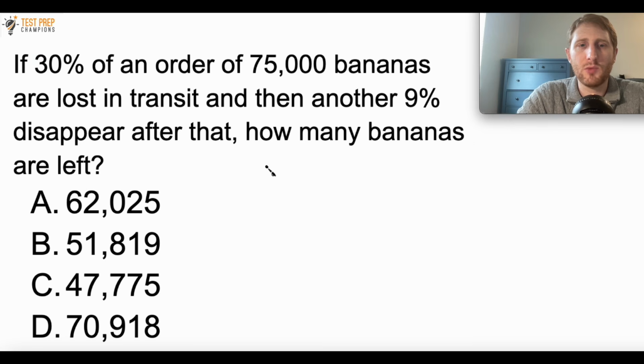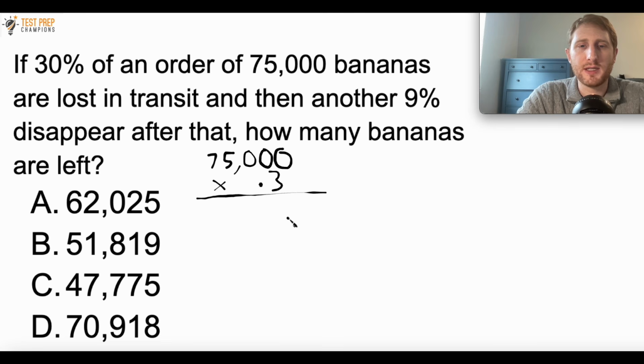Okay, so there are multiple ways to look at this question here, and the way that I'm going to start it is by trying to figure out what is 30% of 75,000. So I'm going to do 75,000 times 0.3. The reason I'm using 0.3 here is because 30% as a decimal is 0.3. So when I do the multiplication here, I'm just going to ignore the decimal until the end.